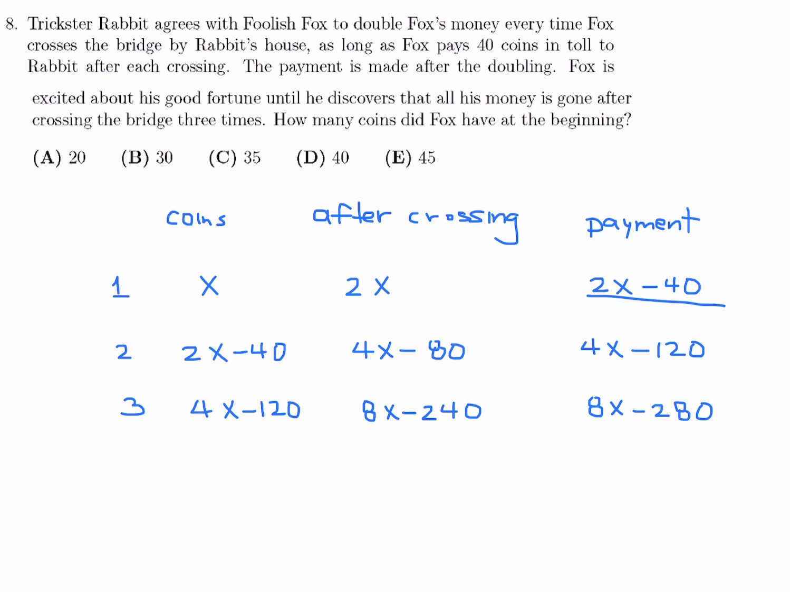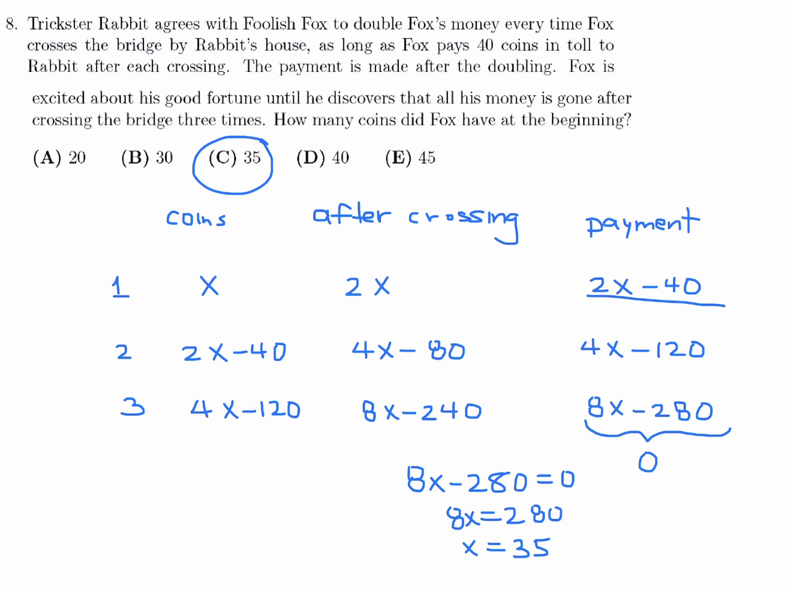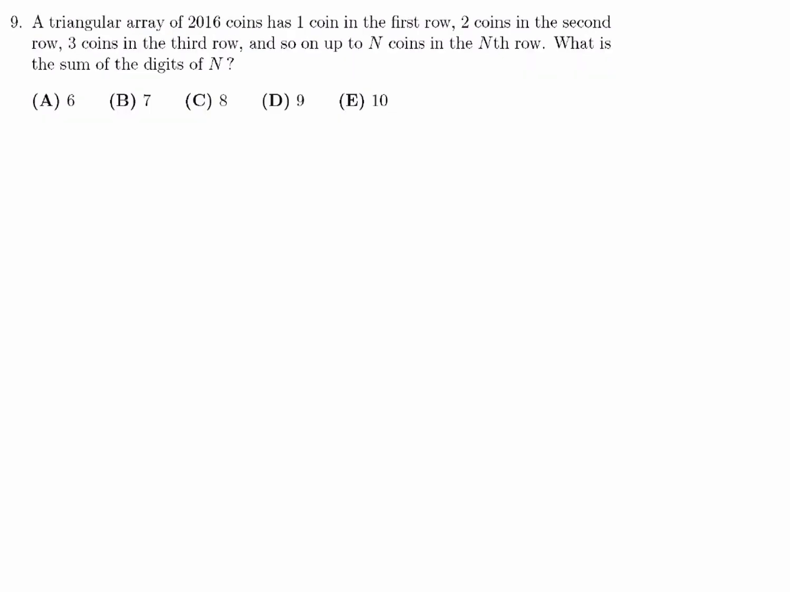But they're telling me in the question that at this point, all his money is gone. So that means this has to equal 0. So 8x minus 280 equals 0. That means 8x is equal to 280. And dividing through by 8, I get 35 for x. So number 8, the answer is C.